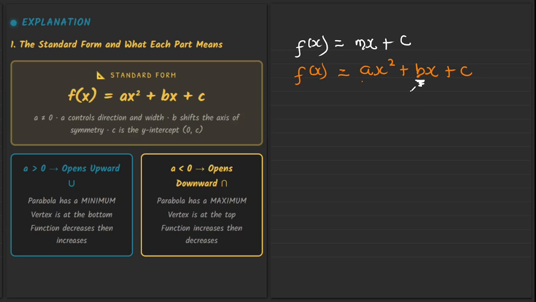Now the b over here shifts the axis of symmetry. I'll be giving you some diagrams to represent these quadratic functions, and you get to understand what we mean by it shifting the axis of symmetry.